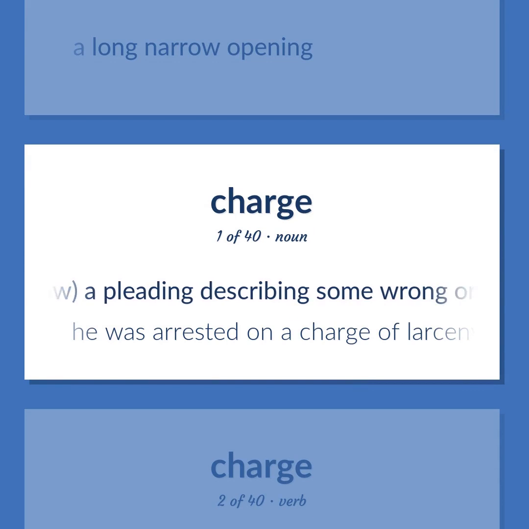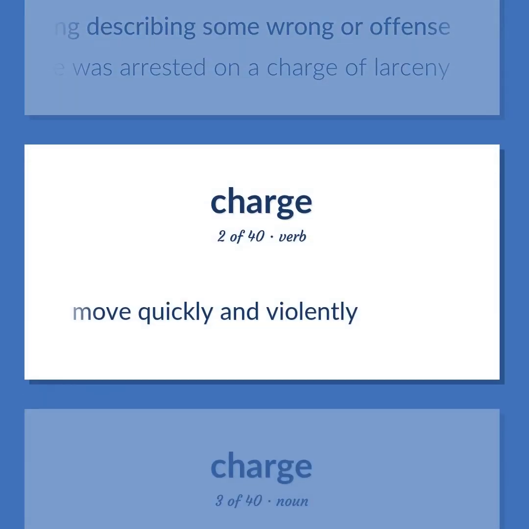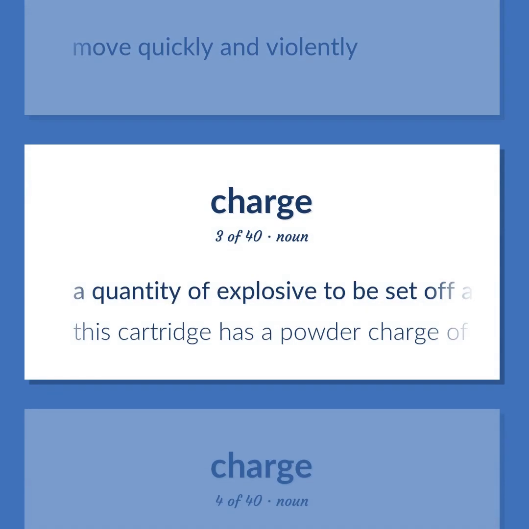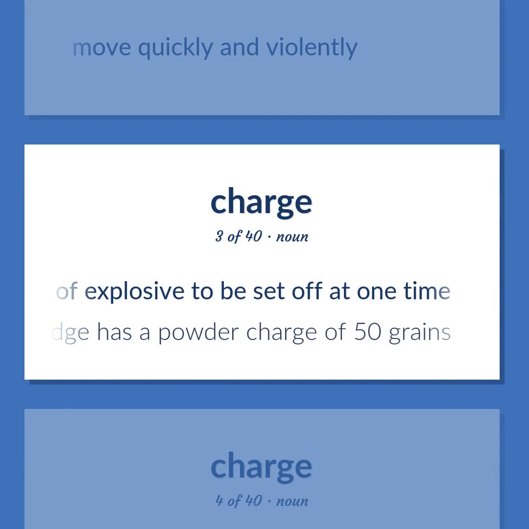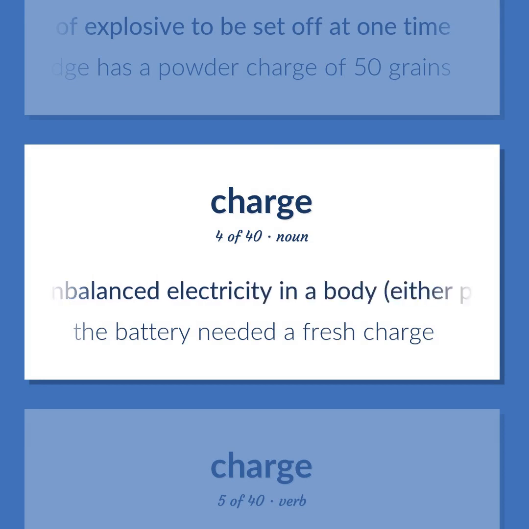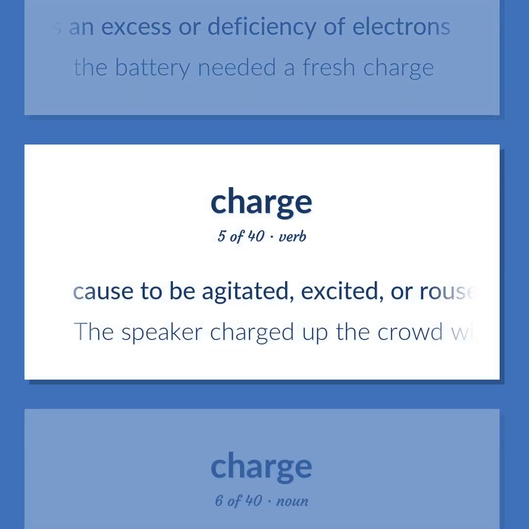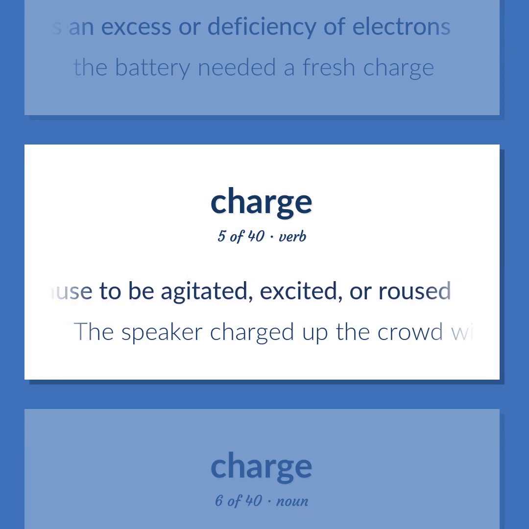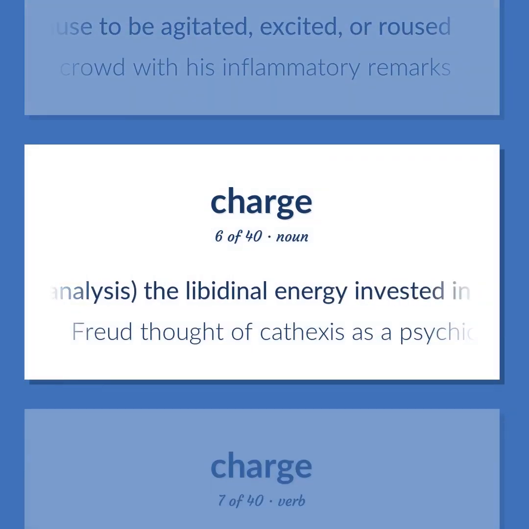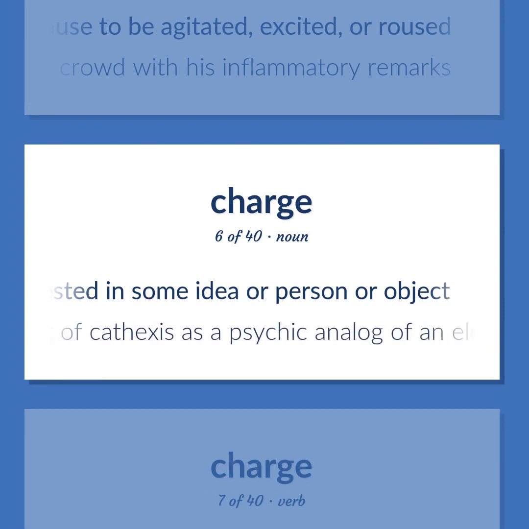Criminal law. A pleading describing some wrong or offense. He was arrested on a charge of larceny. Move quickly and violently. A quantity of explosive to be set off at one time. This cartridge has a powder charge of 50 grains. The quantity of unbalanced electricity in a body, either positive or negative, and construed as an excess or deficiency of electrons. The battery needed a fresh charge. Cause to be agitated, excited, or roused. The speaker charged up the crowd with his inflammatory remarks. Psychoanalysis. The libidinal energy invested in some idea or person or object. Freud thought of cathexis as a psychic analog of an electrical charge.